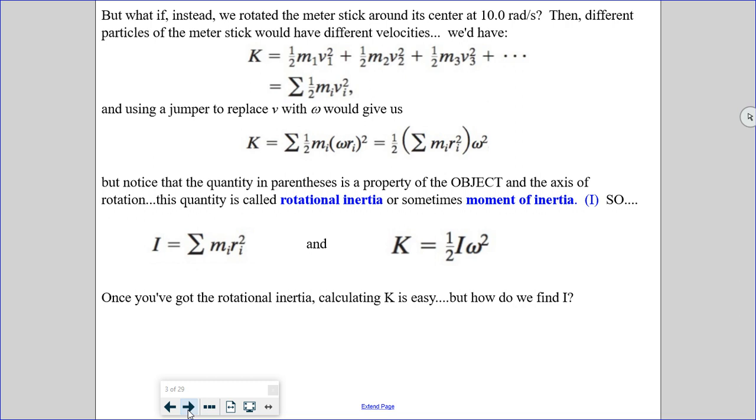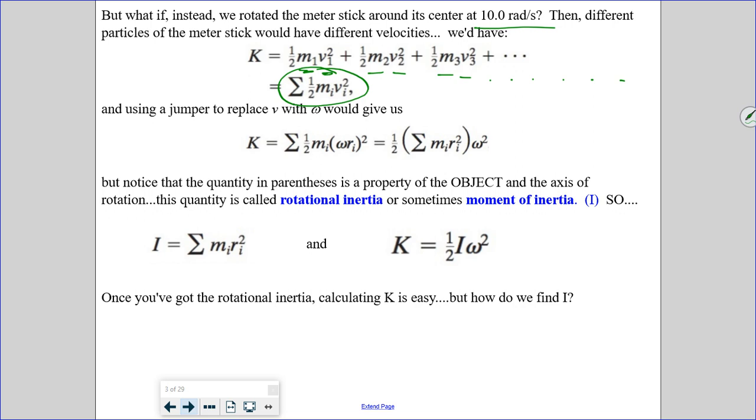Okay, so what if we rotated the meter stick around its center? This time I'm giving you an angular velocity: 10 radians per second. Different particles of the meter stick are going to have different velocities, right? So if we went through and added up all of the particles along the meter stick, we'd have mass of particle 1 times the velocity of particle number 1, and repeated for object 2, object 3, until we've added up all of the particles in the object, right?